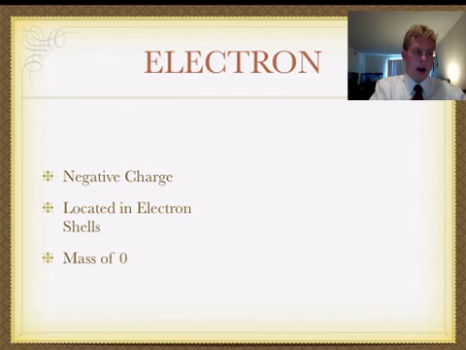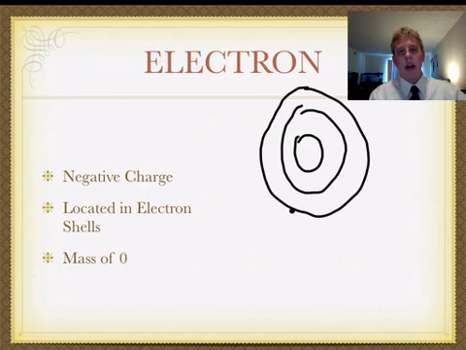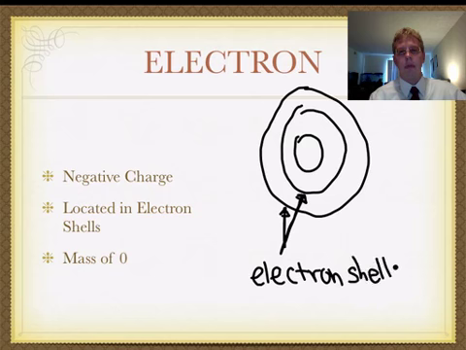If I were to draw our model of an atom here again, the atomic structure, I would find that electrons have a negative charge. They are not located in the nucleus, they're located in electron shells. If I draw these arrows here, these outside circles outside the nucleus are my electron shells. And then our symbol for an electron is going to be either just a negative sign or an E with a minus sign.